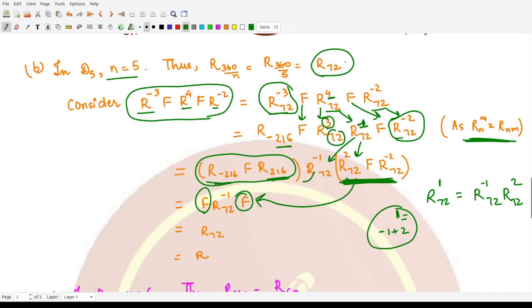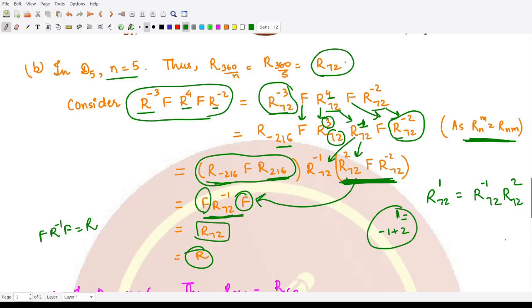So this is F, and R72 raised to power minus 1 is as such. Now again you can apply the result here, which is F R inverse F equals R. So we have R72 here, so this is equal to R here, and this is our second part, right?